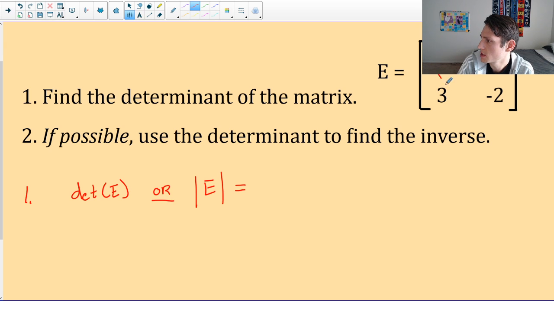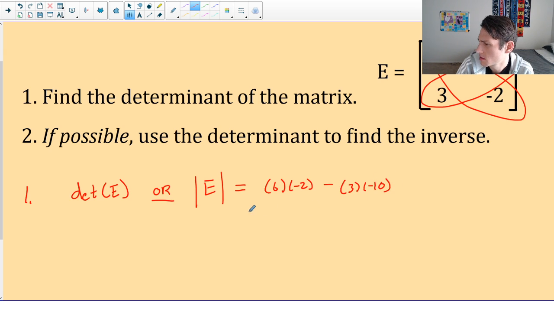Okay, so first we take our main diagonal, 6 times -2, minus the product of the other diagonal, so minus 3 times -10. So -12 minus negative, so that would be plus 30. Should be positive 18 for the determinant.